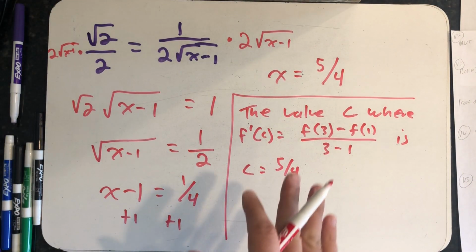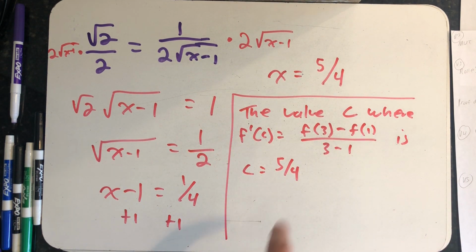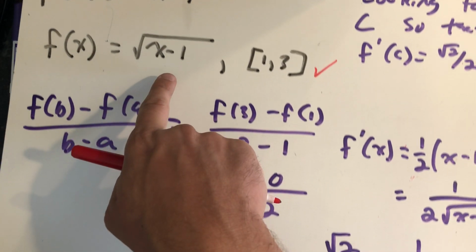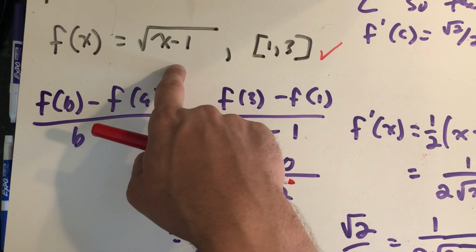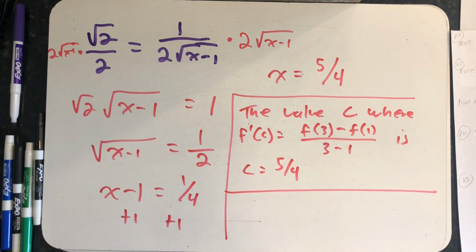The reason I mention that is maybe we got 3 or 4 answers to this. We want to make sure they live on the right interval. All right, so the moment this function's average rate of change is equal to its instantaneous rate of change is at 5/4.